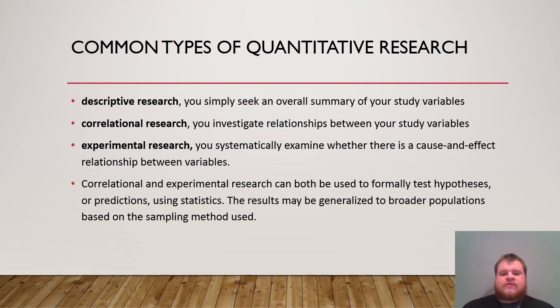So there's common types of quantitative research. There's descriptive research, where you simply seek an overall summary of the study variables. There's correlational research, where you investigate the relationships between your study variables. Experimental research, where you systematically examine whether there's a cause and effect relationship between two variables. One thing to note, correlational and experimental research can both be used to formally test hypotheses or predictions using statistics. The results may be generalized to broader populations based on the sampling method used.